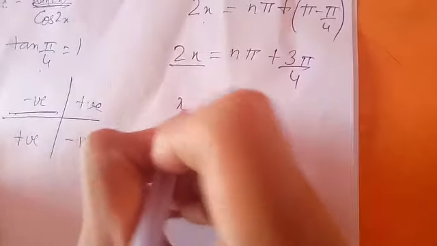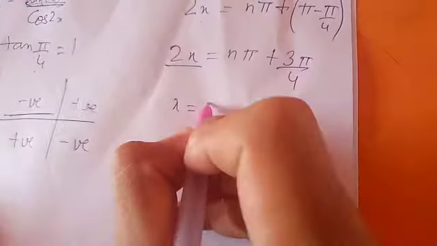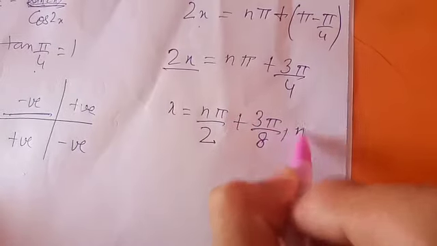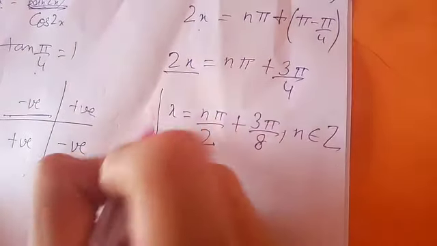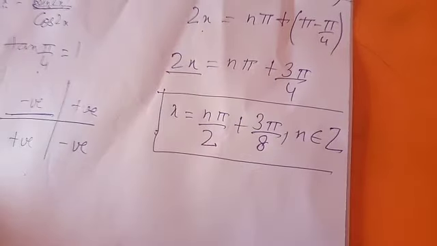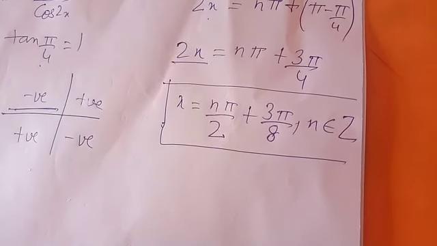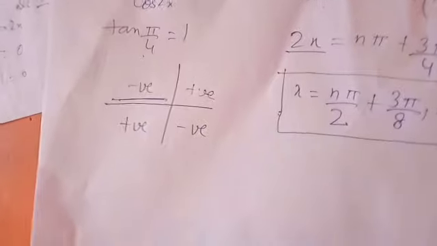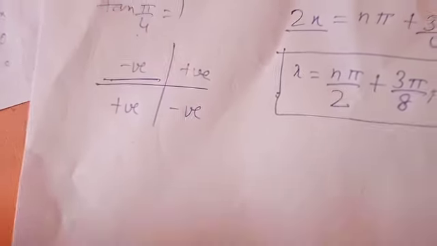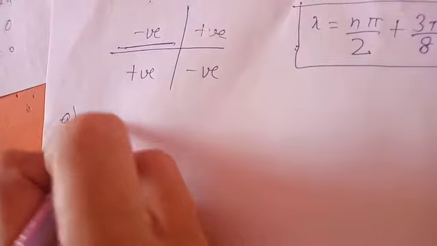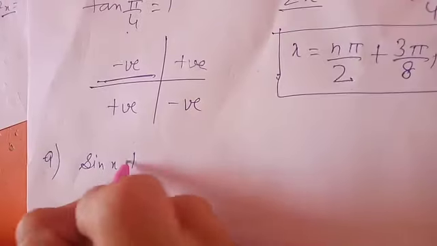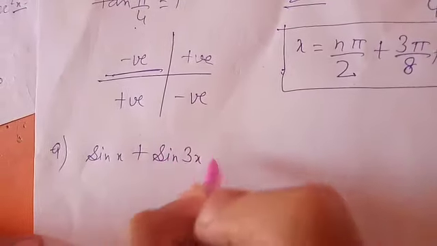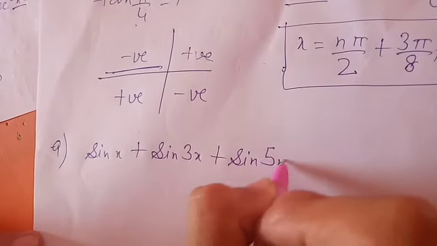So we get x equal to n pi by 2 plus 3 pi by 8 for every n belonging to Z. It is another general solution for this equation. Similarly, we can solve the 9th question. I can give the hint of this question and you can solve it on your own. So the question is sin x plus sin 3x plus sin 5x is equal to 0.